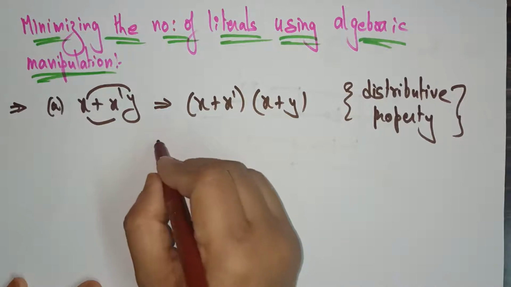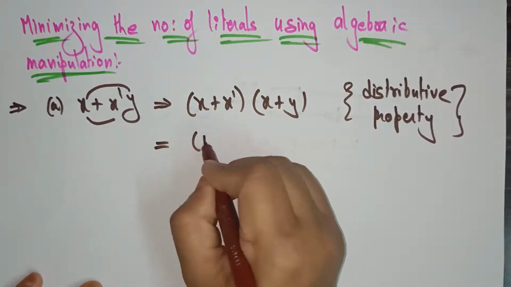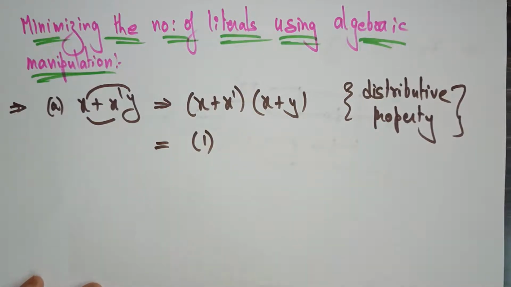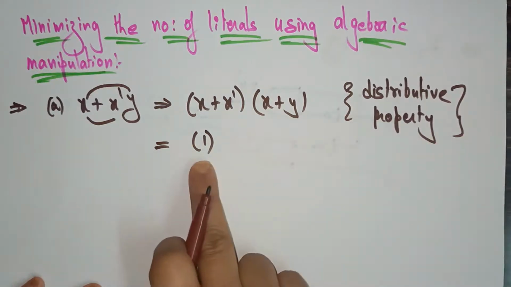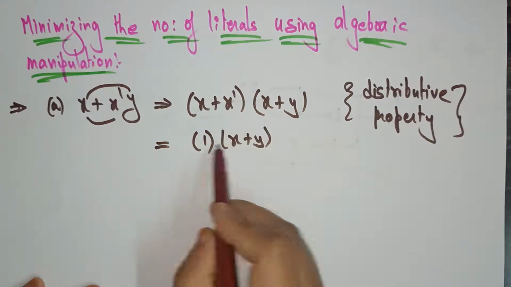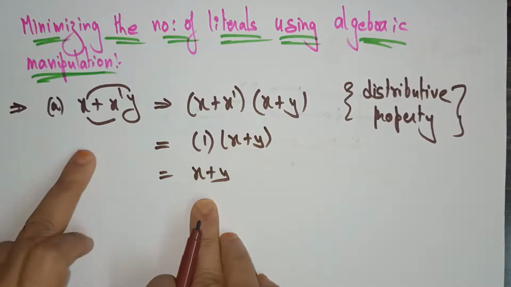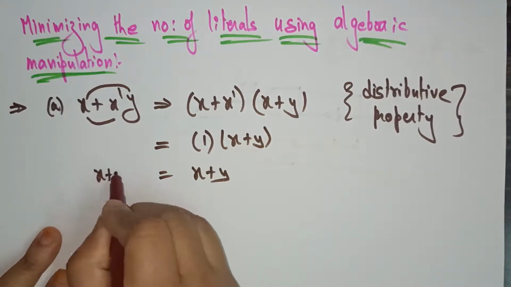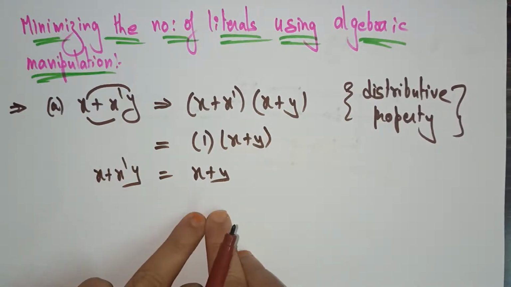After that, next x plus x dash is nothing but 1. The formula is that, one of the laws. In that law, x plus x dash becomes 1, and this is x plus y. So 1 into x plus y, anyhow it is x plus y only. So is my expression minimized or not? Previously my expression is x plus x dash y. So I reduced x plus x dash y into x plus y.